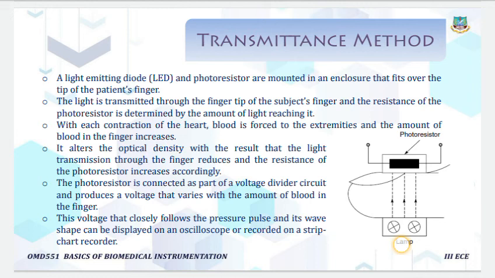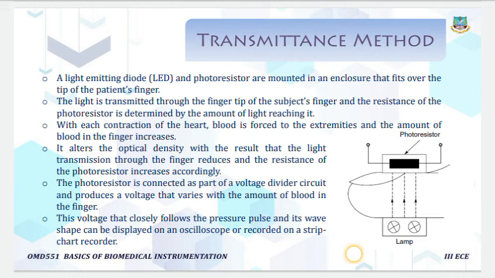So when the blood flowing through the fingers increases, the light transmission through the finger will reduce. As a result, the resistance of the photoresistor will increase. The photoresistor is connected as a part of a voltage divider circuit and produces a voltage that varies with the amount of blood in the finger. Based on the variation in the blood flow through the fingers, the value will be determined.